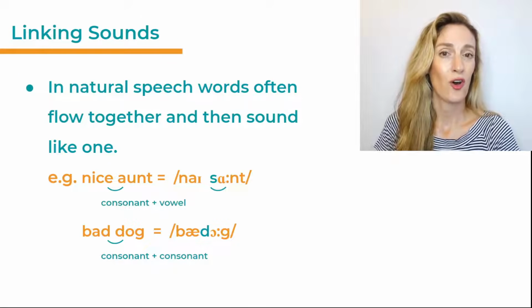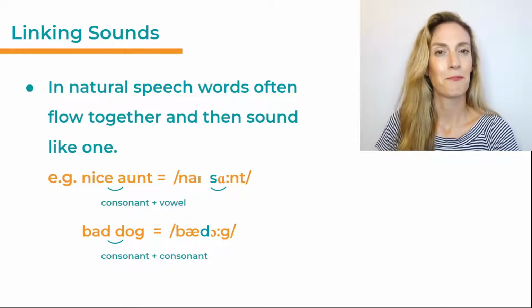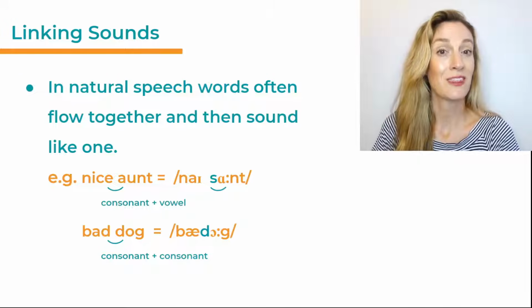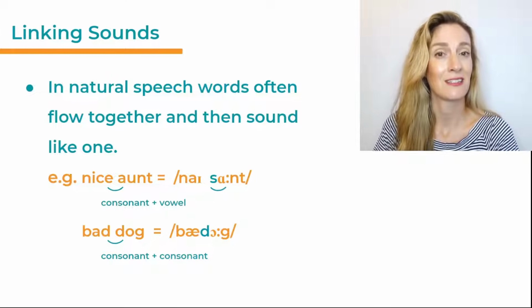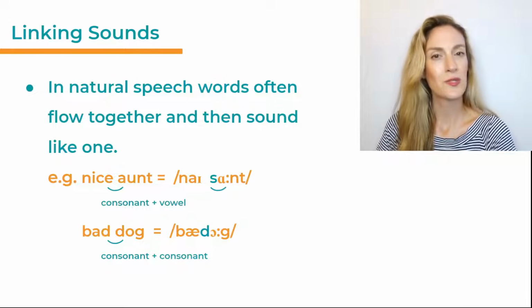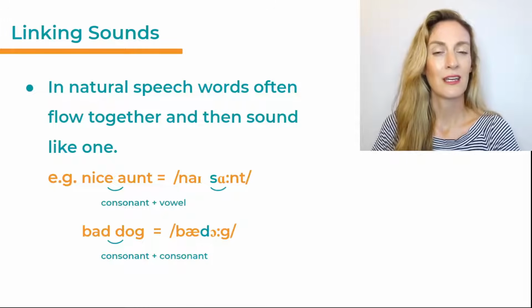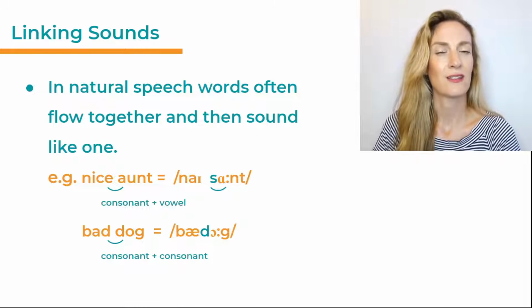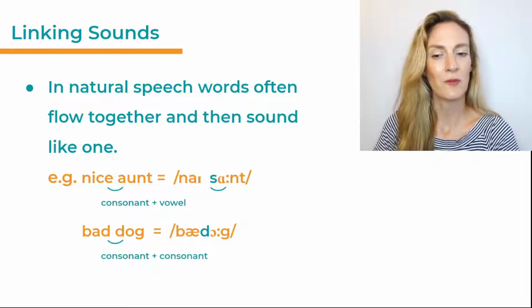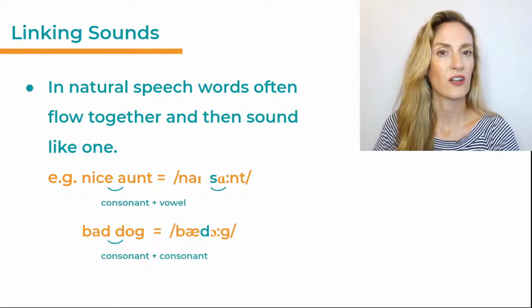Here is another example. Bad dog. Here, bad ends in the consonant d, and the next word starts with the same consonant d. So what happens here is we also have linking, but it's slightly different to our first example. Here the two d sounds become one, and what we say is bad dog, bad dog. There's only one d sound, not two.